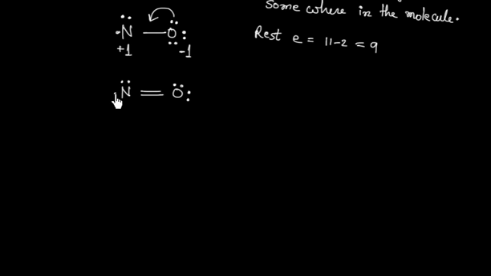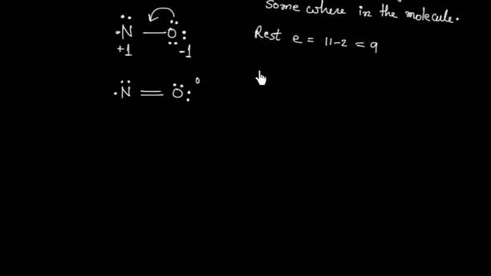Now you check the octet. Oxygen has its octet complete, 2, 4, 6, 8, so the formal charge is 0. But in the case of nitrogen, 2, 4, 6, 7, we have 7 electrons. We cannot complete the octet of nitrogen anyhow because we have to have a lone electron.